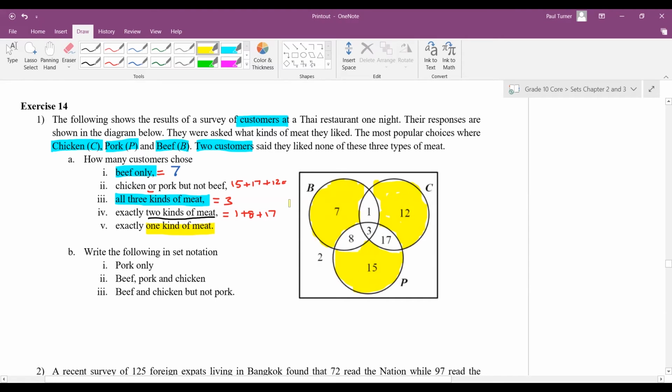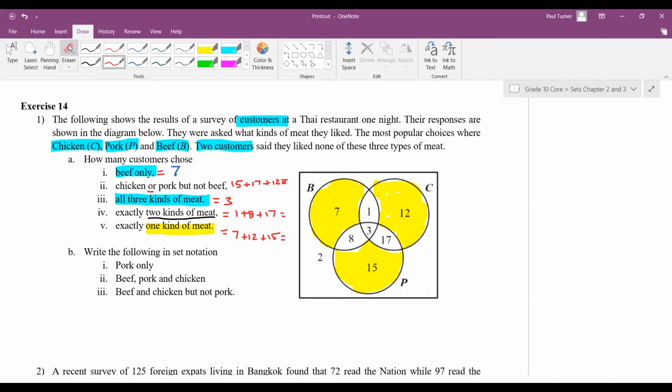Pork only. So then you would add those 3 numbers, and you can write that in your book. So 7 plus 12 plus 15, and add them up. Okay, you can do that while you're sitting there. And those 2 as well. And 7 for beef only.